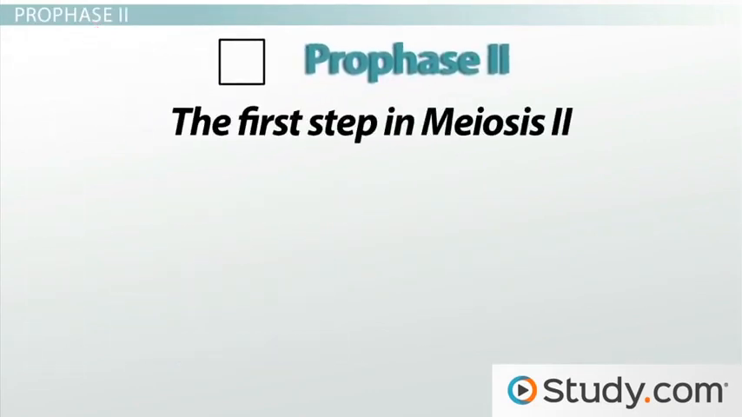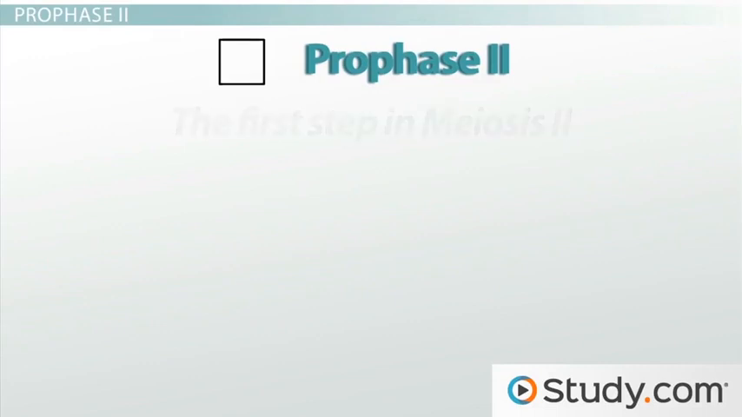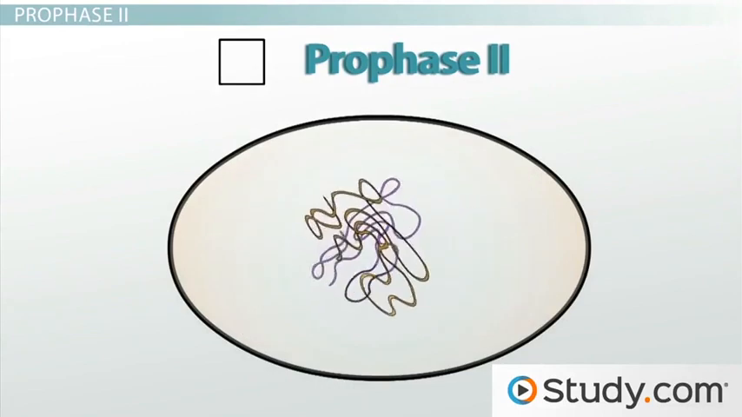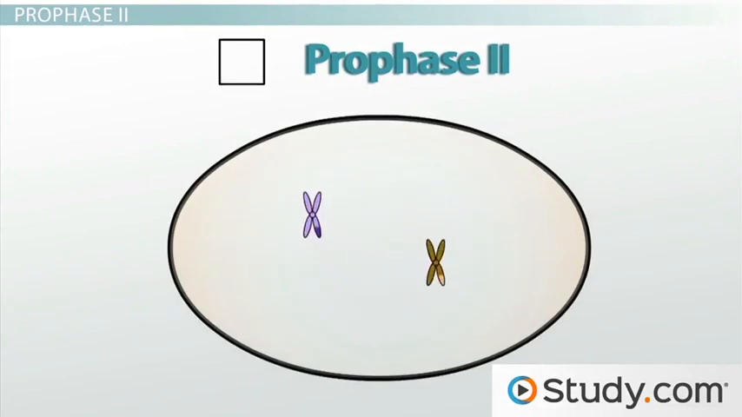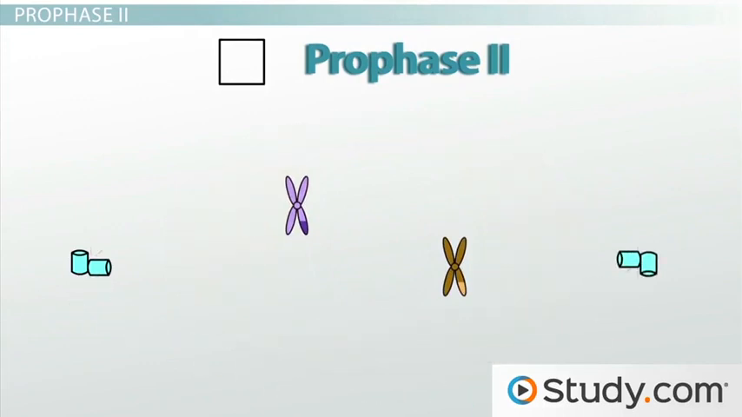Prophase 2 is the first step in meiosis 2. Like mitosis and meiosis 1, the chromosomes condense throughout this step. The centrosomes move to opposite poles and begin to form spindle fibers. Kinetochore proteins assemble on the outer chromatids of each chromosome, just as they do in mitosis.